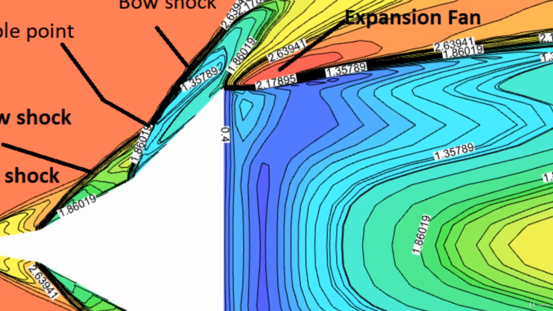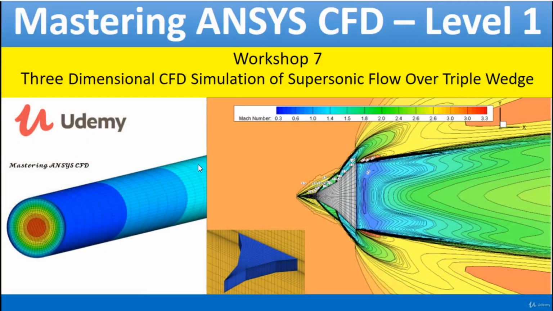Hello everyone, I'm with Workshop number 7, and this workshop is about the three-dimensional CFD simulation of supersonic flow over a triple wedge. Usually you see the 2D version of this type of flow on the internet in YouTube videos, but this time I'm going to give you the flavor of the 3D version with hexa meshing done in ICEM CFD.